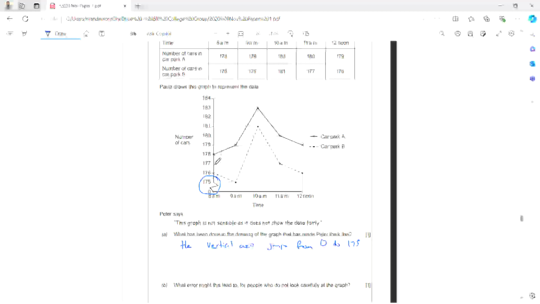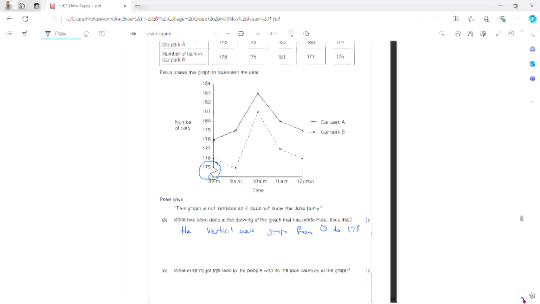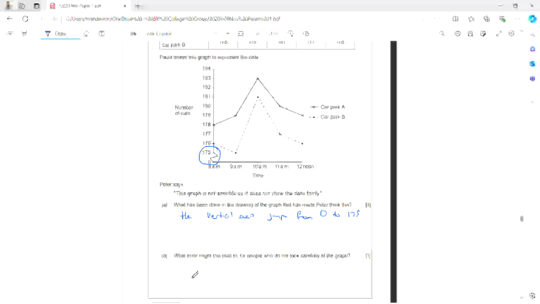This makes the difference in the two lines look far greater than it is. If the graph had gone from 0, 1, 2, 3 all the way up to 170, these two lines would look a lot closer and a lot more accurate. So what errors might lead to this? So just like I said, the error here is it makes a difference in the lines seem a lot more than they actually are.